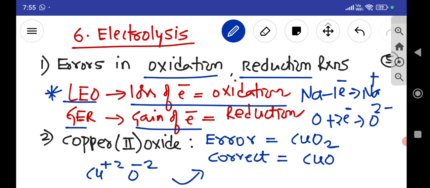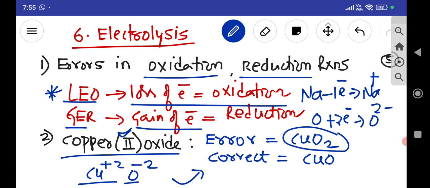Next, if they give copper oxide, what is the error in the formula? It is written as CuO2, but copper is having oxidation state of +2 and O is -2. So by the crisscross method, you get the correct formula CuO.